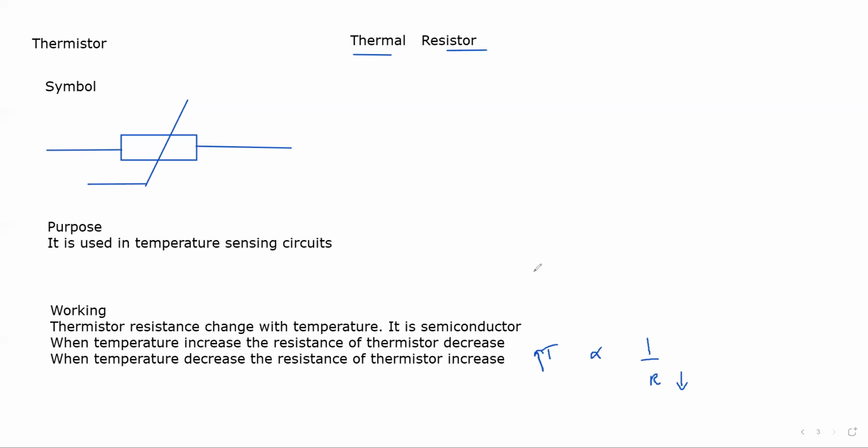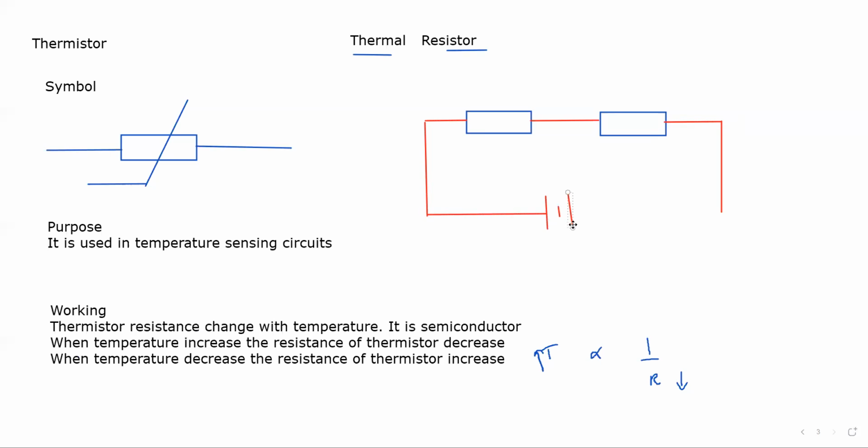Now, before explaining the working of this thermistor in the circuit, for example, if you have two resistors connected in series, with equal resistance. When resistors are connected in series, the voltage will divide, and this kind of circuit is known as a voltage divider circuit, the circuit which divides the voltage. For example, you have two resistors, both with the same resistance. This one is 100 ohm, this one is also 100 ohm. And you have a 20 volt supply here.